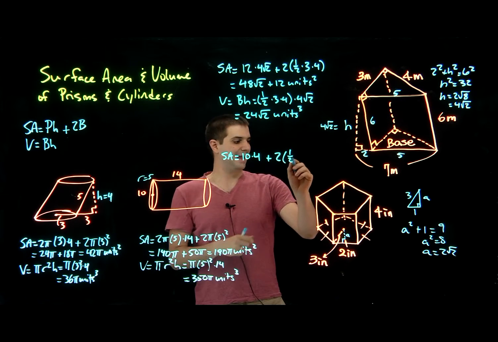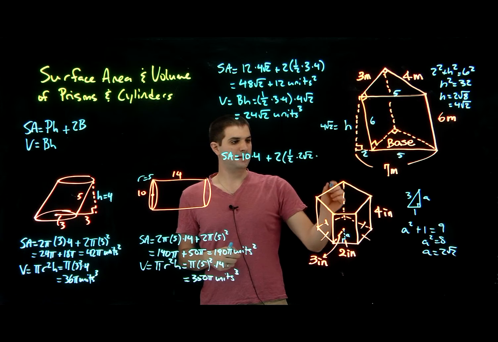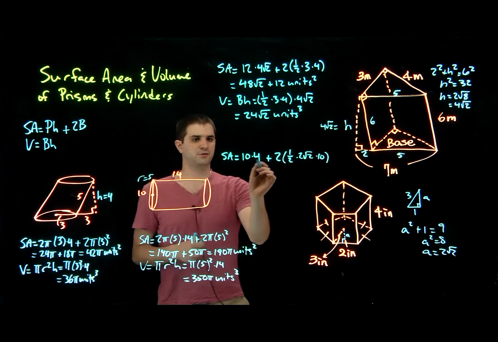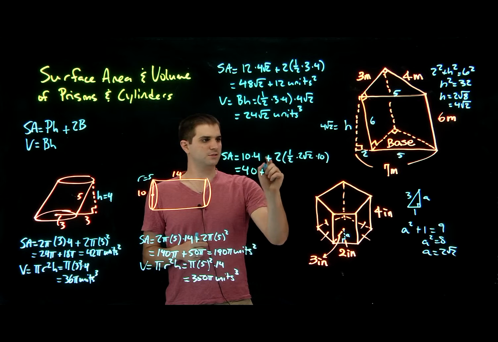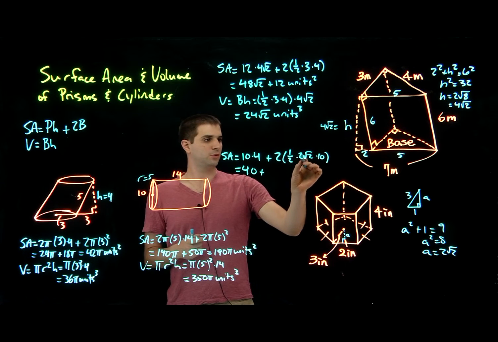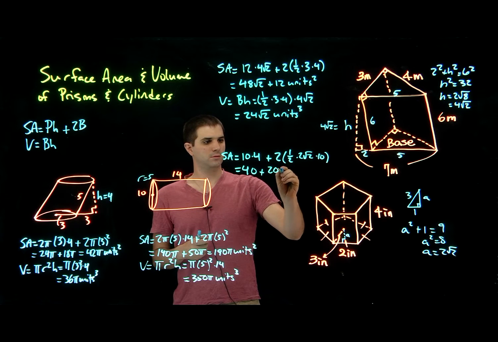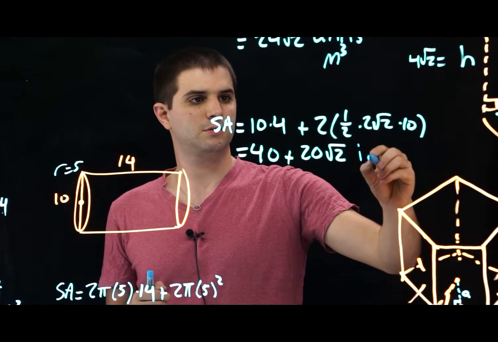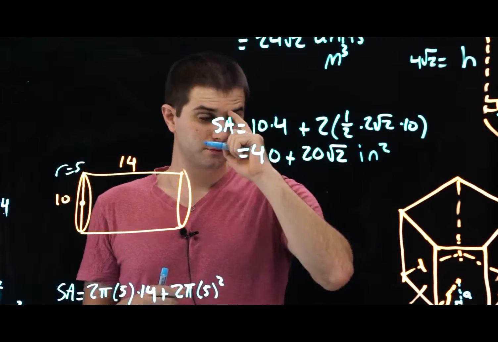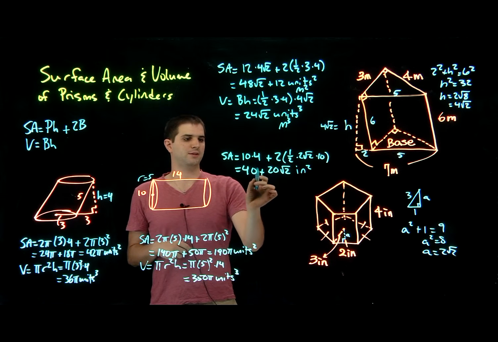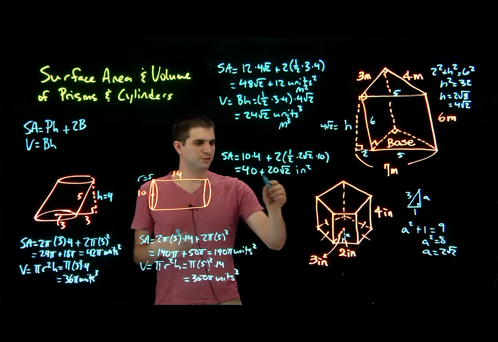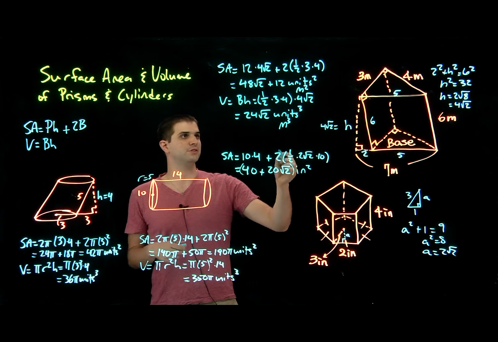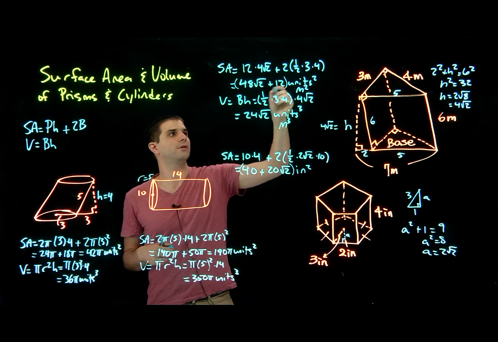So 1/2 A, which is 2 root 2, times P, and the perimeter we said was 10, right? So, okay, so this is 40 plus half of 2 is 1. So 2 times 10 is 20 root 2. Okay, and put inches squared here. And so you should know that obviously it's not just 40 plus 20 root 2 inches squared. So technically you should do this, although oftentimes you see it written without the parentheses. But we should also technically do this as well.